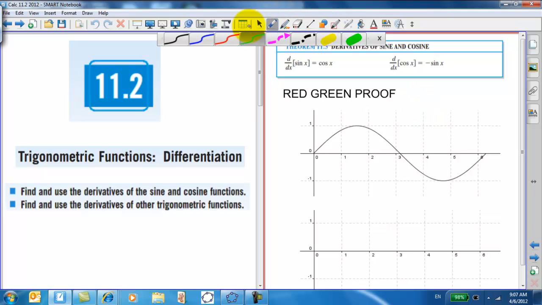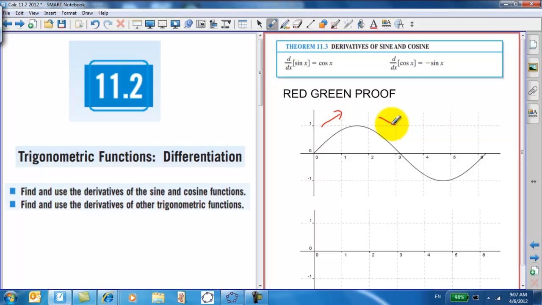Remember the red-green show? Let's look at the increasing, decreasing. We actually had this on an exercise in the second quarter review packet. You're increasing here, then decreasing, still decreasing, and then increasing. So the derivative should be positive, then negative, then positive. Now right here we have a max, right at pi over 2, so the derivative will be 0 there. And also at 3 pi over 2, we have a min, so the derivative will be 0 there.